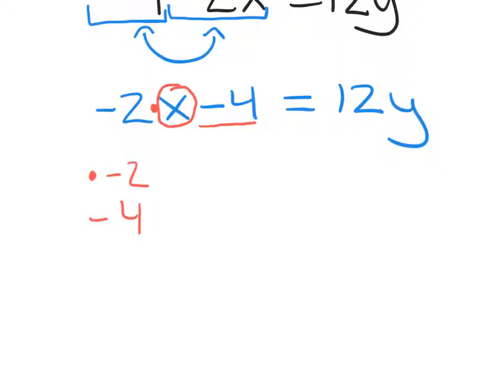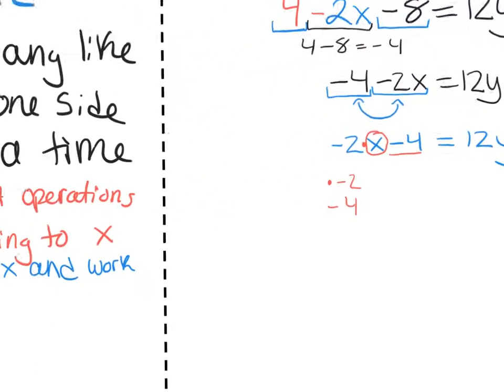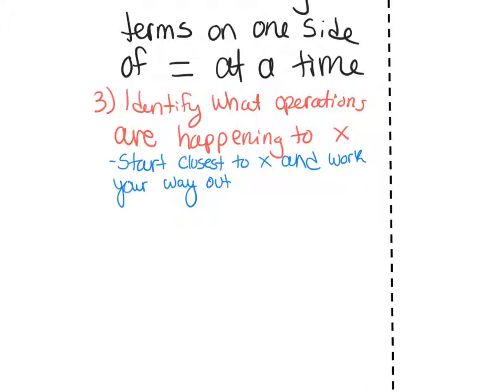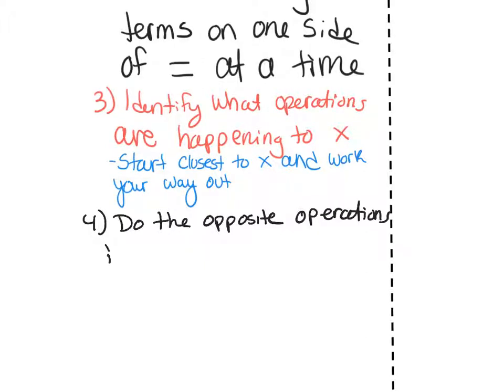Okay, so we've identified now what is happening to x. Now, to solve for x, once you know what's going on, you are going to do the opposite operations, just like we were doing on the front page. Do the opposite operations in reverse order. You guys like to spoil the surprise here. What is the surprise? Opposite operations in the reverse order.